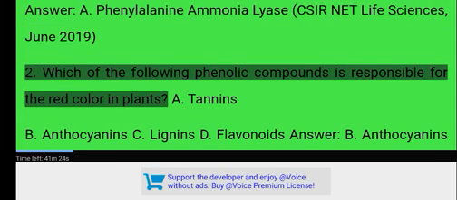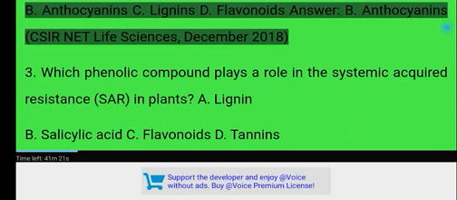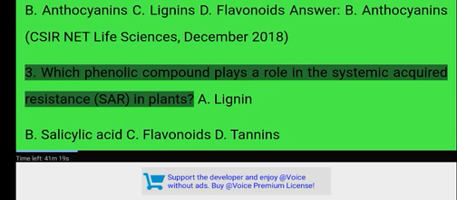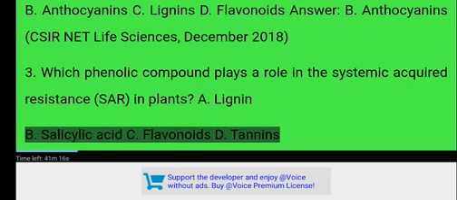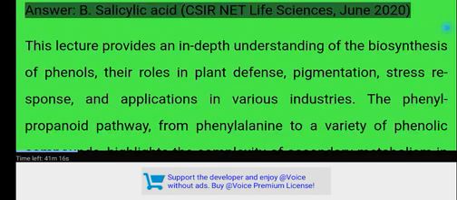2. Which of the following phenolic compounds is responsible for the red color in plants? A. Tannins. B. Anthocyanins. C. Lignans. D. Flavonoids. Answer: B, anthocyanins. CSIR NET Life Sciences, December 2018. 3. Which phenolic compound plays a role in systemic acquired resistance (SAR) in plants? A. Lignin. B. Salicylic acid. C. Flavonoids. D. Tannins. Answer: B, salicylic acid. CSIR NET Life Sciences, June 2020.